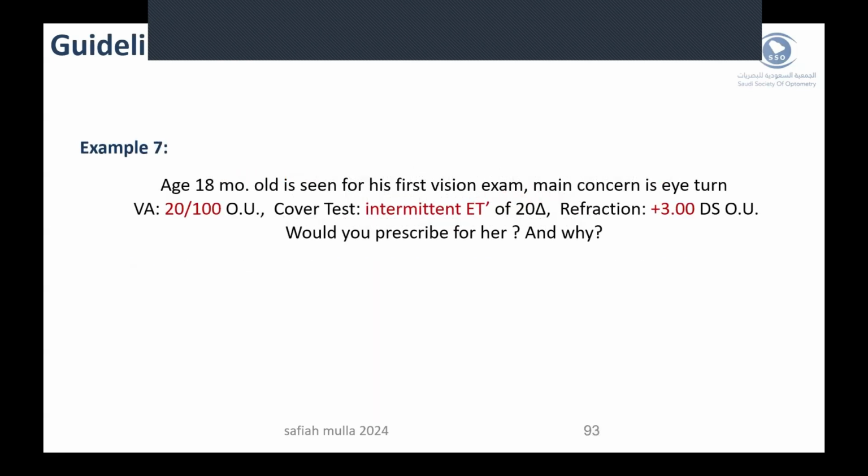Okay. Next example, age 18 months. Now that's very I think no one will answer. 18 months old is seen for his first visit exam. Main concern is eye turn. So he has an eye turn and visual acuity 20/100 both eyes. When we do cover test, we find that he has intermittent esotropia of 20 prism diopters and the refraction was +3 both eyes. So what are you going to do with this child?